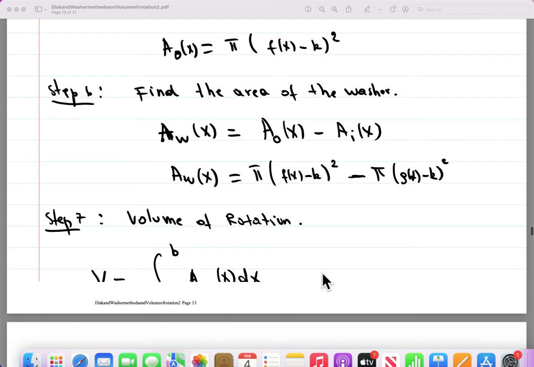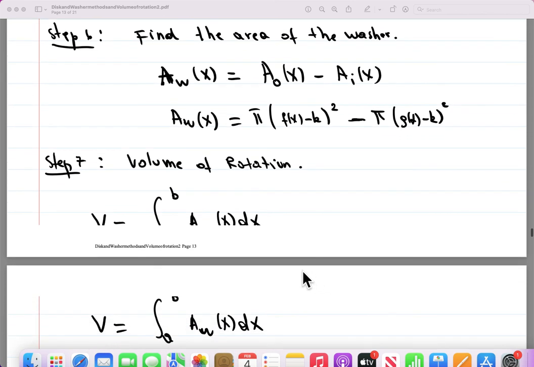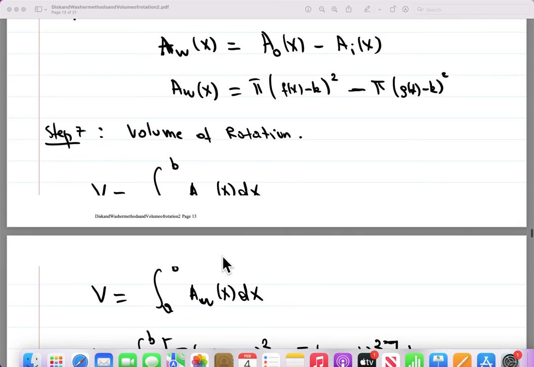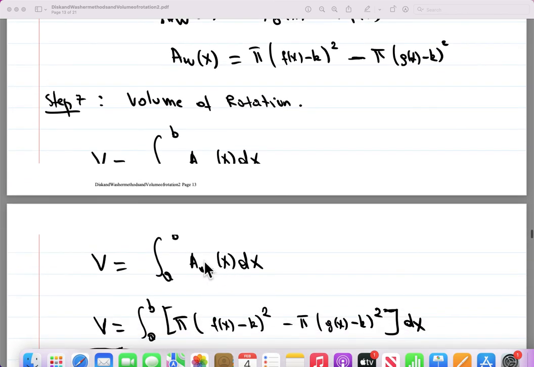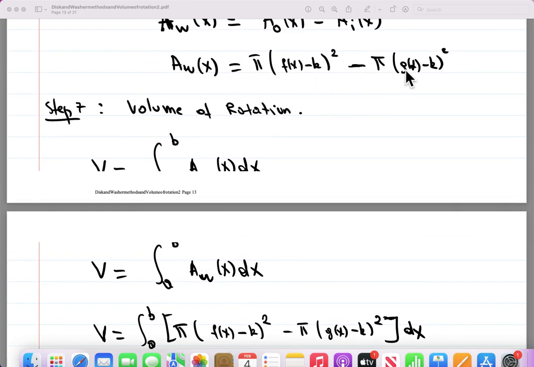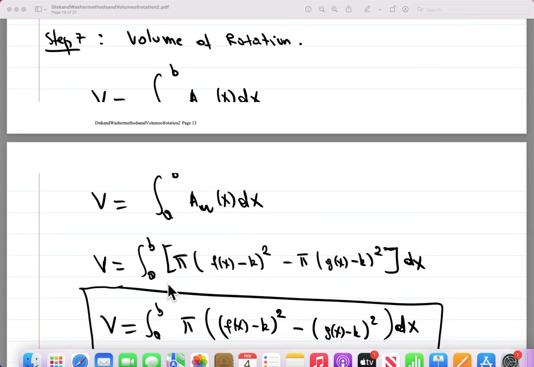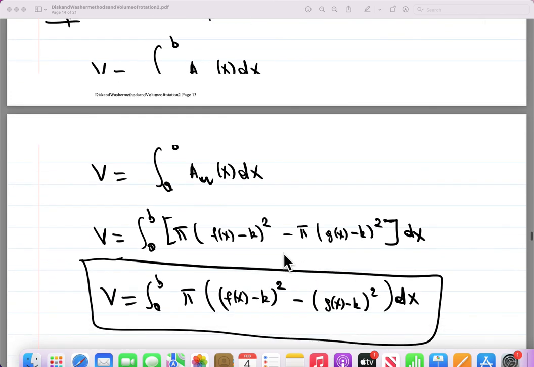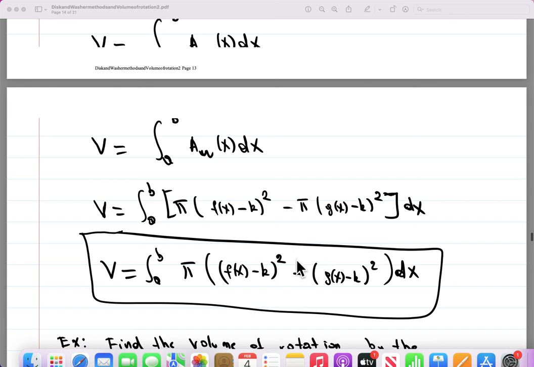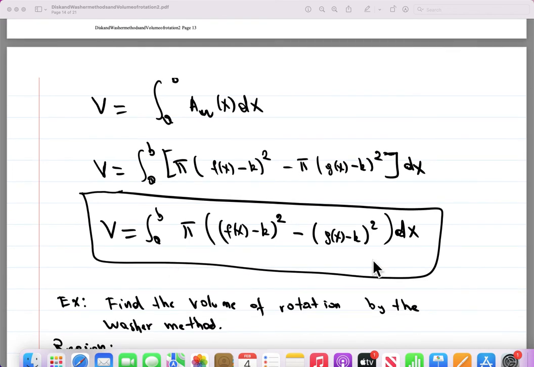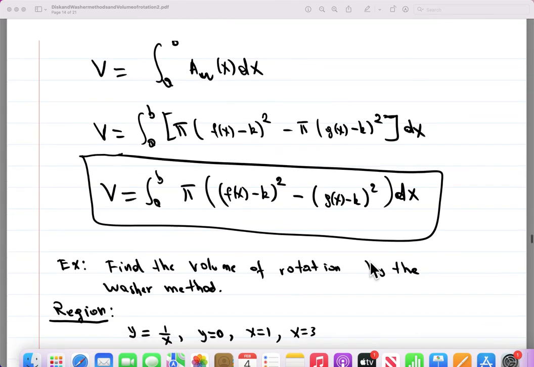So now, in terms of the concept of finding the volume of rotation, in this case, we integrate the area of the washer from a to b. The area of the washer is expressed as such. So we're going to integrate from a to b pi times the quantity f of x minus k all squared, minus pi times the quantity g of x minus k all squared, dx. Pi is a number, so we can factor it out, and then we get this. Okay, so that's the concept.